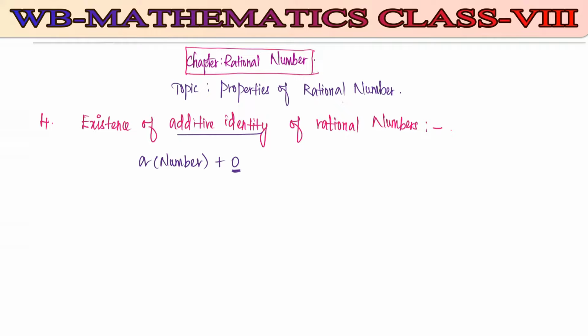When you add some number, I have taken here 0. So a plus 0, the value is going to be a. Or if you take 0 plus a, it is equal to a. Now when we add something to that particular number, the value remains the same. So what we added, that particular value is called the additive identity. Therefore we can say 0 is the additive identity for rational numbers.